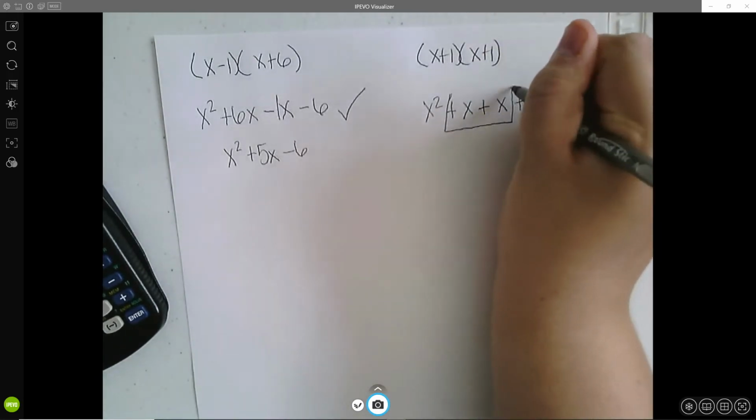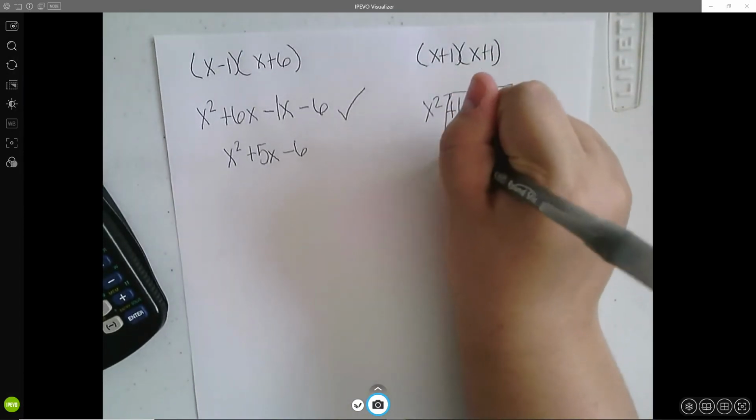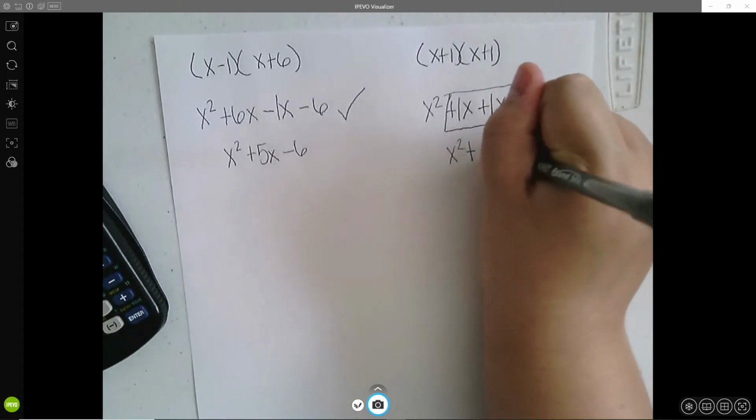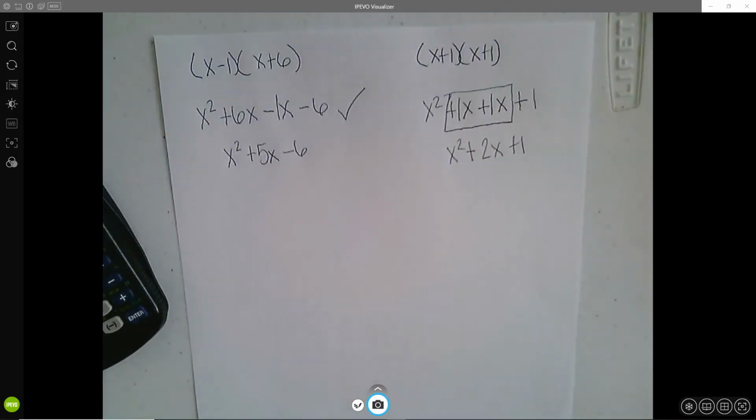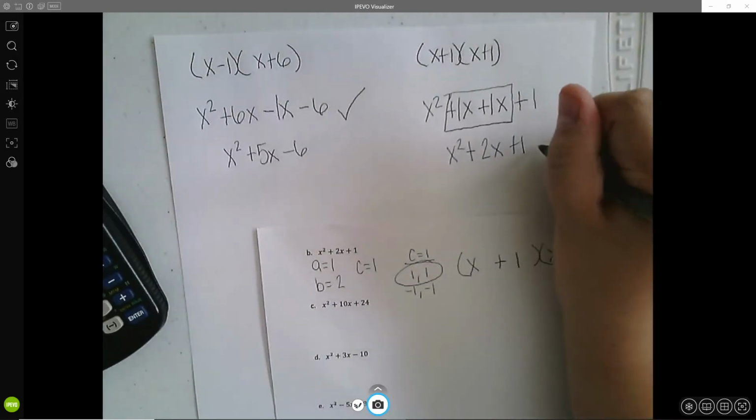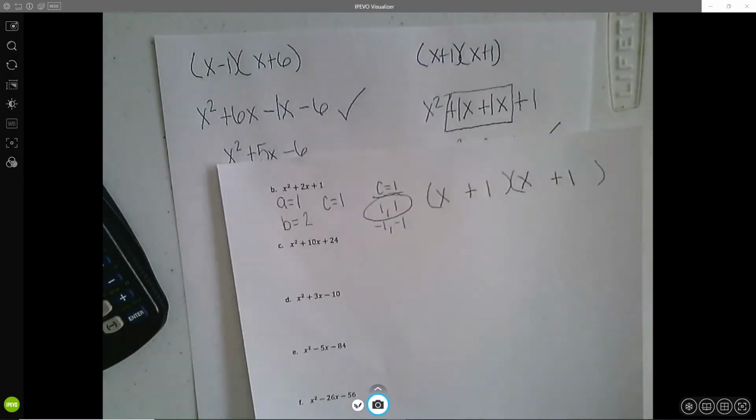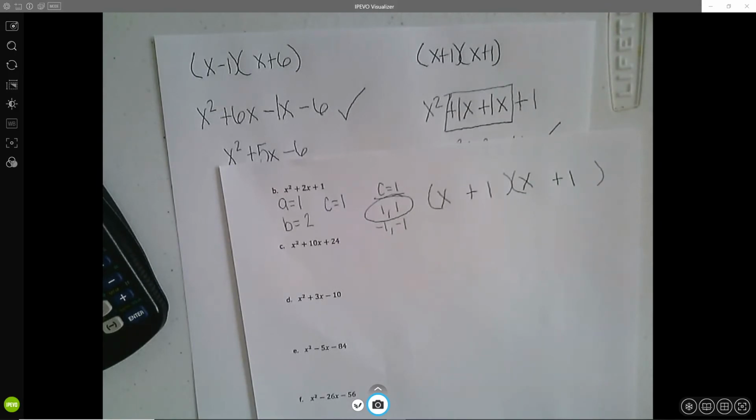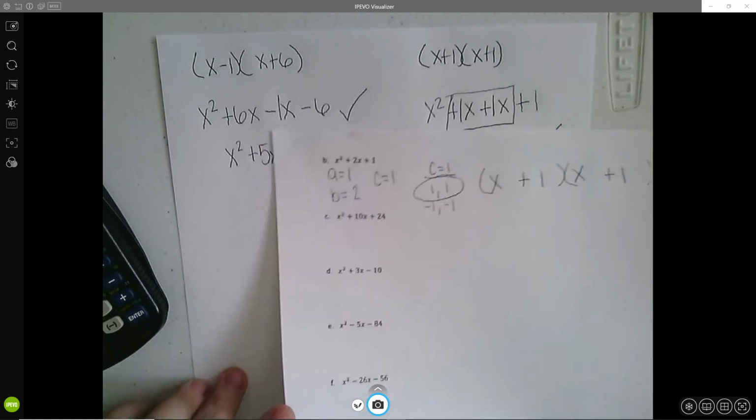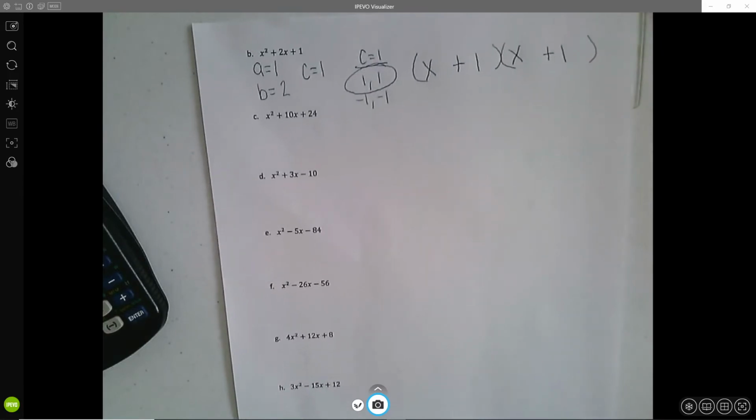I can combine these center terms. When I have x plus x, it's really 1x plus 1x. Add your coefficients, the numbers in front. X squared plus 2x plus 1. Notice I got that same answer of x squared plus 2x plus 1. I'm good with the check. I factored it correctly. You don't always have to do the check; it's there to help you if you want to verify. So from here on out, we're not going to check any since I showed you. We're just going to go through and do the problems.